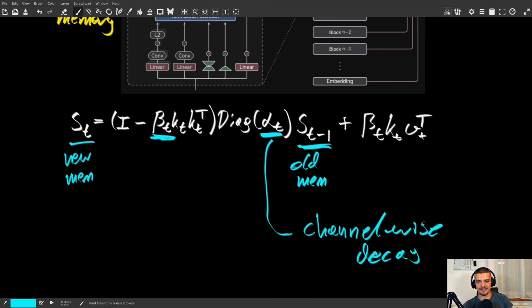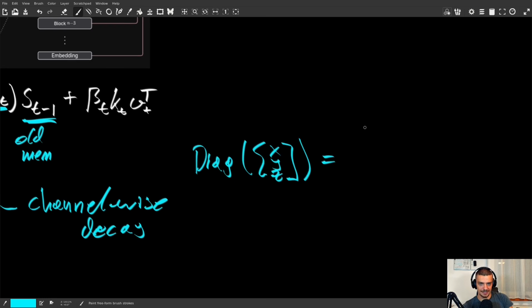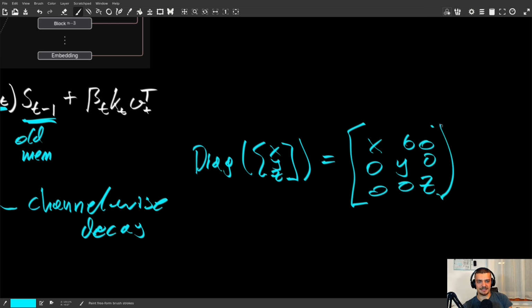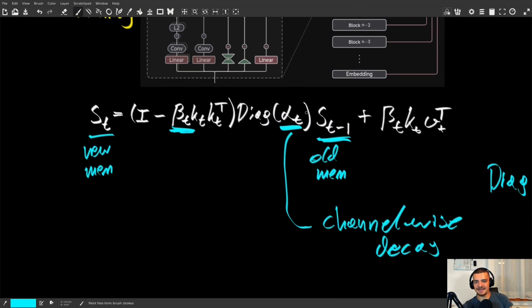So here we have channel-wise decay, which means that if you take a diagonal, this is the operator, if you take Diag of some vector x, y, z, let's say we have 3 channels here, that is going to turn this into a matrix where the diagonal is x, y, z. So we will have x, y, z on the diagonal and 0 everywhere else. That is basically the matrix we end up with. That's the thing we're doing here. And basically what we're doing with alpha_t is for every channel, we're just defining the decay. How much should the knowledge in the various channels decay from this old memory?